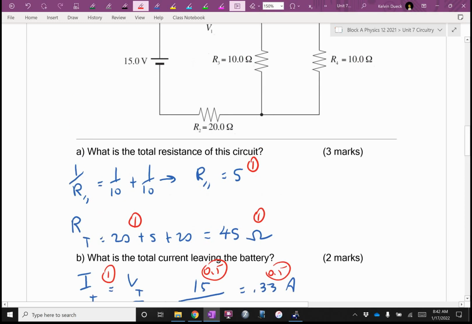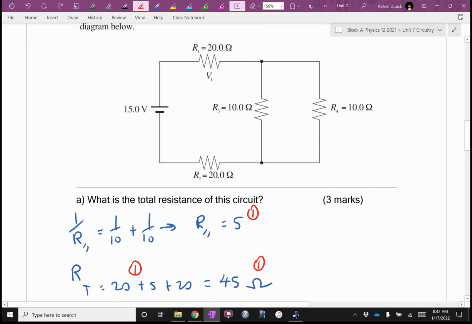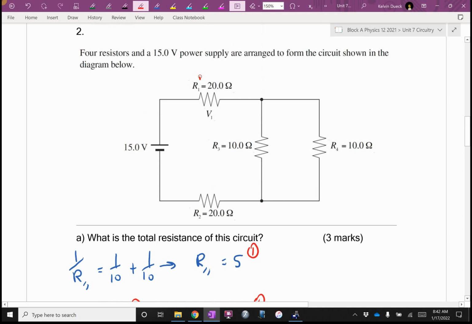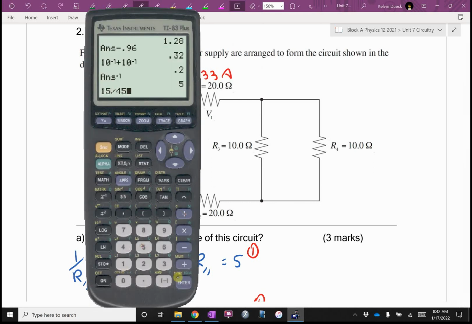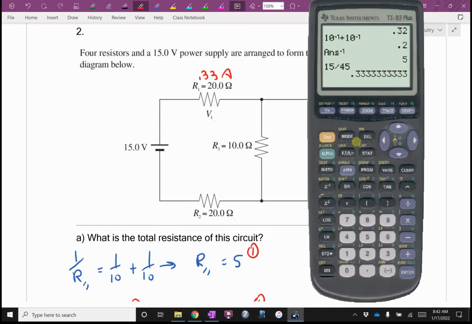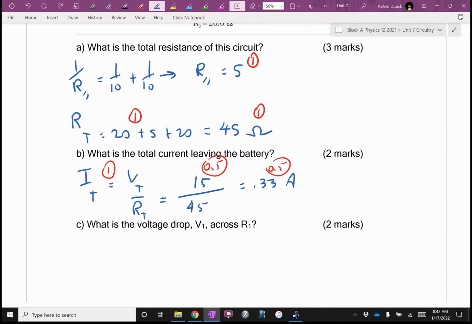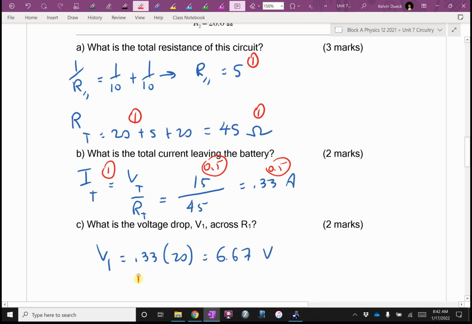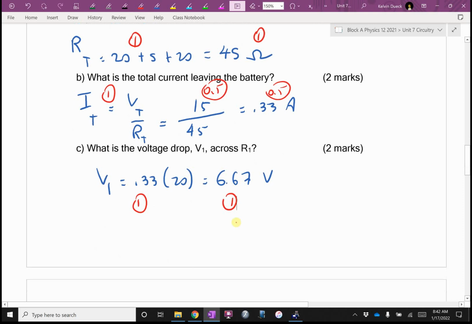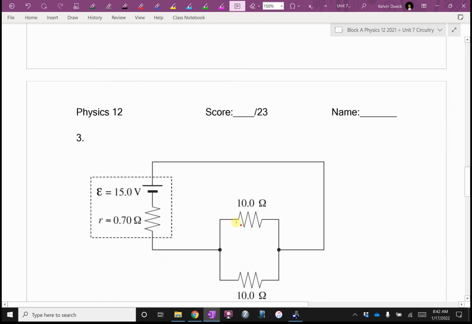What is the voltage drop across R1? Well, I guess it's going to be 0.33 amps going through R1. I'm going to go 15 divided by 45 so that I have the whole thing on my calculator, times 20, 6.67 volts. V1 equals 0.33 times 20 equals 6.67 volts. I would give you 2 out of 2 for that. 1 mark for that, and 1 mark for the answer.